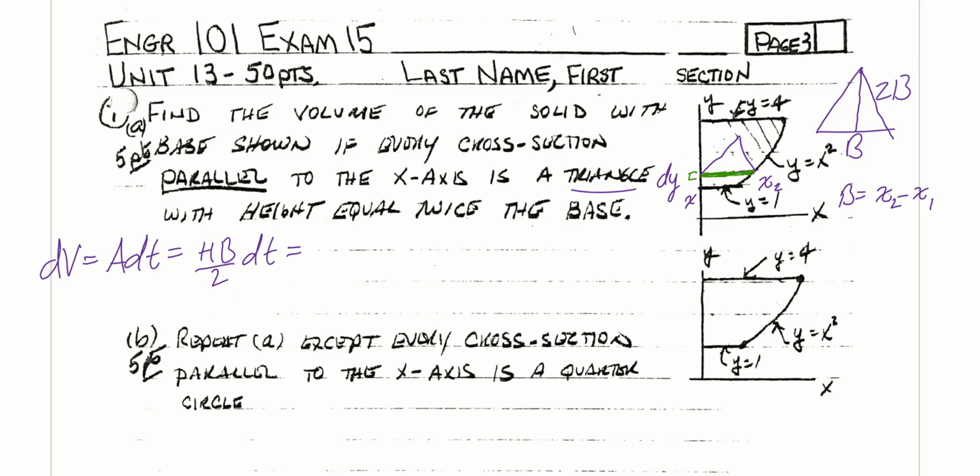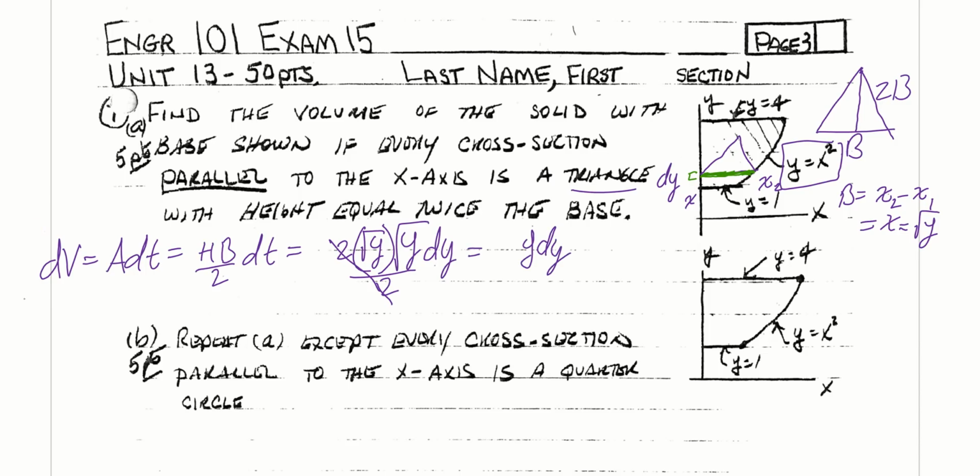So for us, x2 minus x1 is really just going to be x2, meaning this equation here. So it's going to equal the square root of y. So that's going to be our base. So we know that our height is twice the base, so we have 2 times the square root of y. We have our base, which is the square root of y, all divided by 2. The 2's cancel. Times our thickness, which we said has to be dy. This will equal y dy.